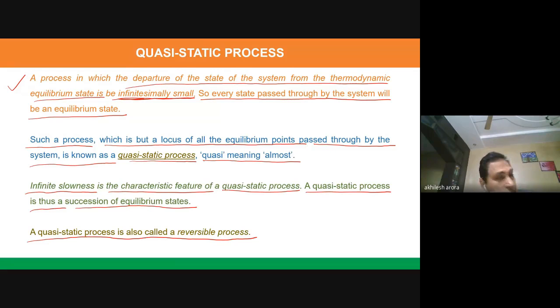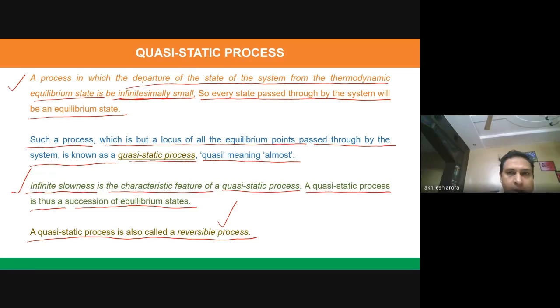So this is very important. The one thing which is important is that infinite slowness is the feature of the quasi-static process. As I told you, we are removing the weights one by one, and each weight removed from the piston is very small. That is the reason each state through which the system is passing can be said to be a quasi-equilibrium state. So such a process is also known as a reversible process.